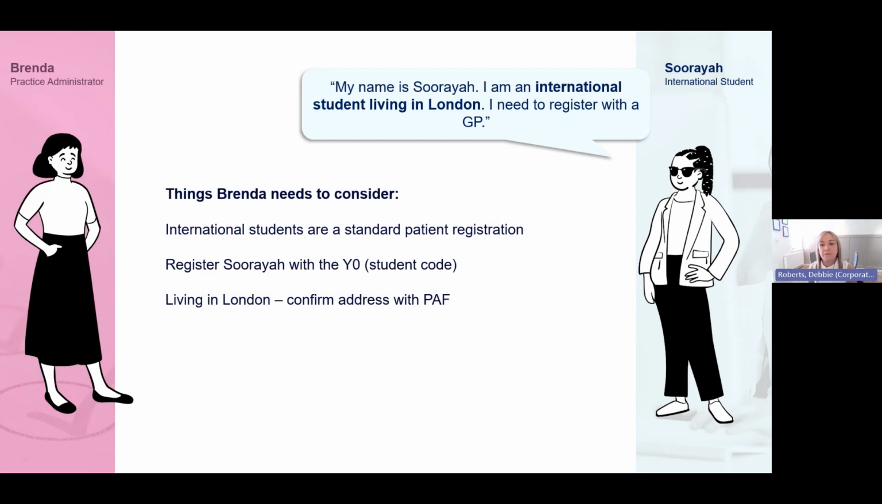So just a few things to summarise then. Brenda will follow a standard registration process for Soraya, but she'll need to use a student code when adding to the clinical system. We also advise her to check her address on PATH as she lives in London, and some of the London addresses may be displayed differently for London boroughs, which in turn can result in a rejected registration.